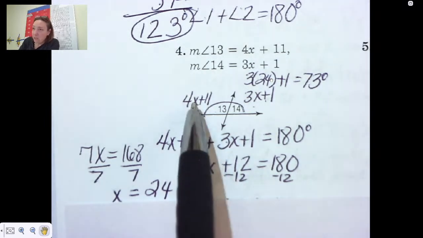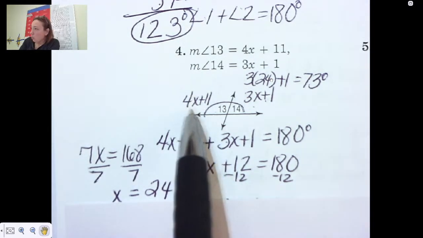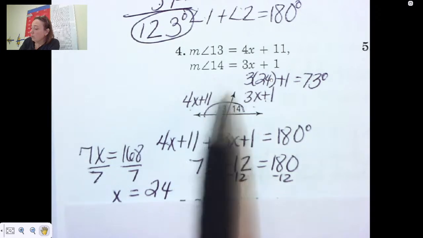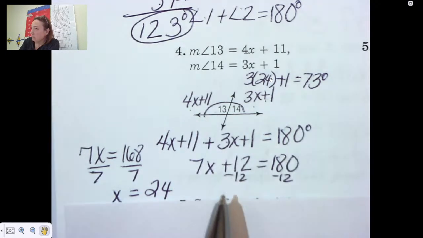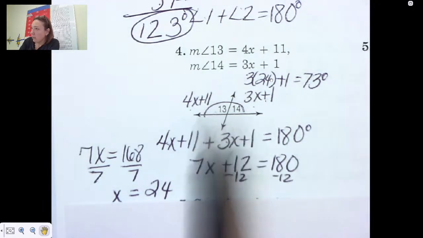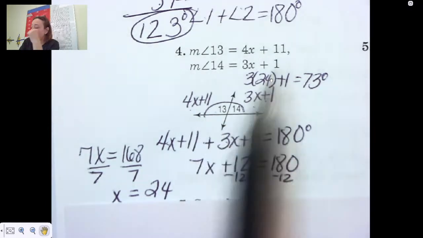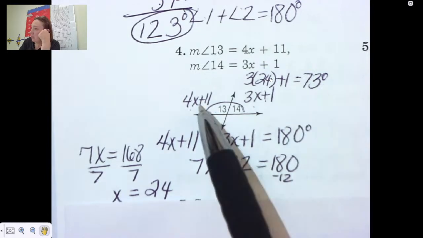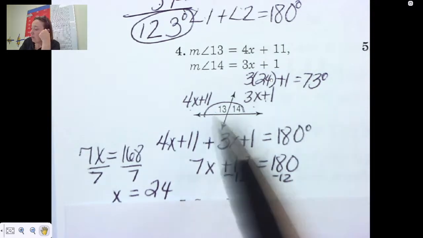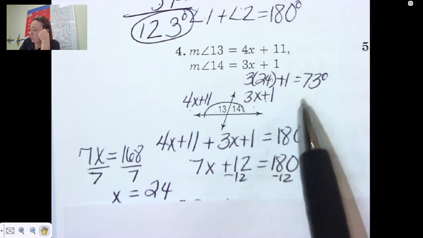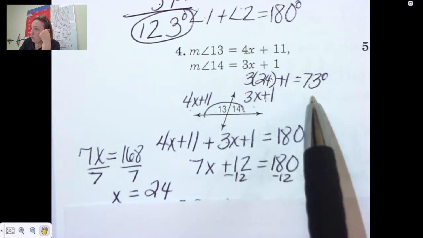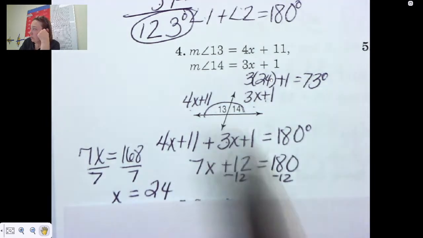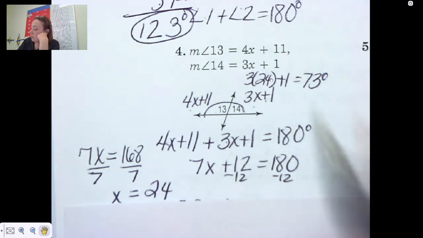Now, to find this one, we can either plug in the 24, or we can do 180 minus 73, because we know they add up to 180. Now, sometimes it's a good idea to go ahead and put it in. That way you can tell if you made a mistake if they don't add up to 180. So if you plug it in and they don't add up to 180, you made a math mistake on your equation. Okay?